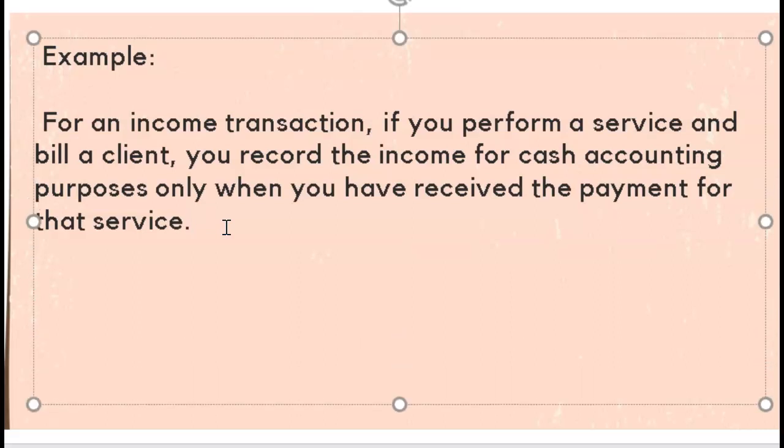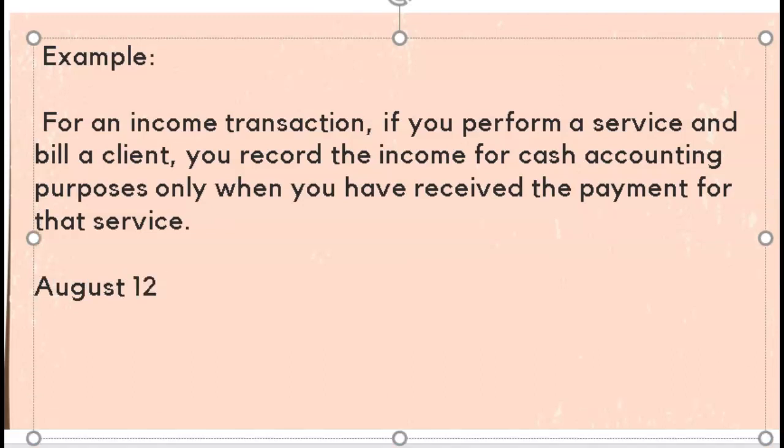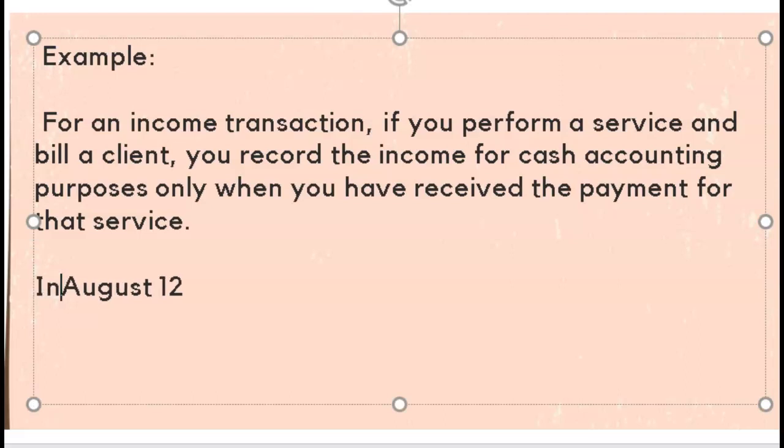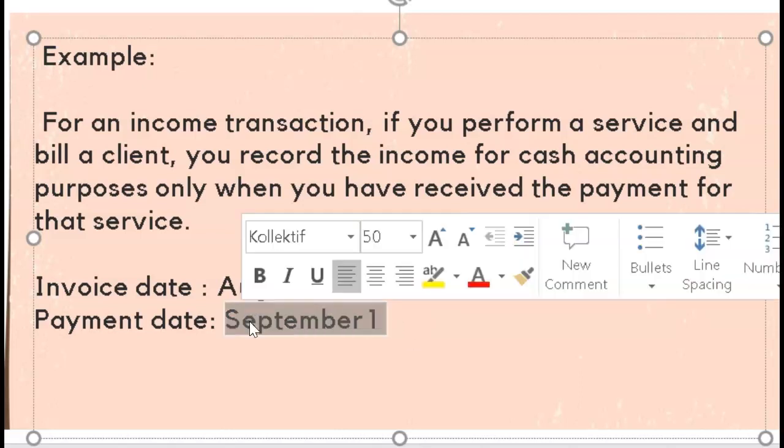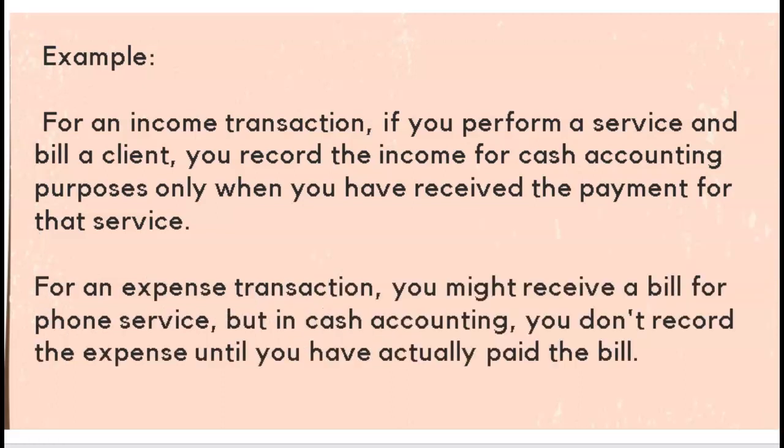So put that into writing. You send out an invoice on August 12. This would be your invoice date. And then you don't receive the payment until, so let's put it here, payment date is September 1. Okay. Under the cash accounting, you will not record the payment until you receive the payment. So, it would be on September 1. Okay. So, next is for an expense transaction.